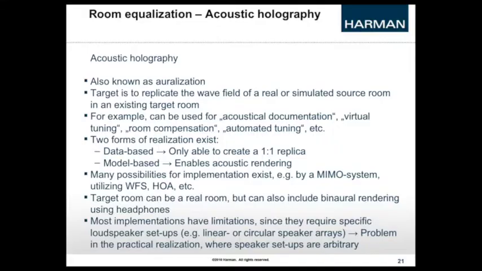Now let's talk about some examples. What is it good for? It can be used, for example, for acoustical documentation. I'm from the automotive area: if you have a car that sounds really good, you want to document it. This means you want to record it and take this acoustics into your studio room, and have exactly the same acoustical feeling as you had in the car. This is possible with such auralization techniques.